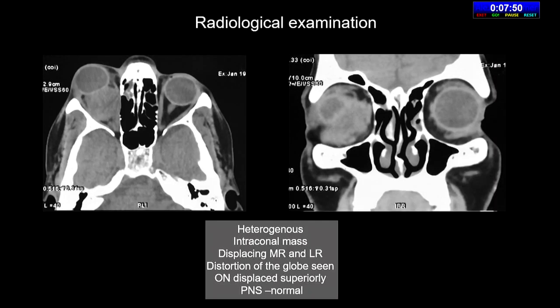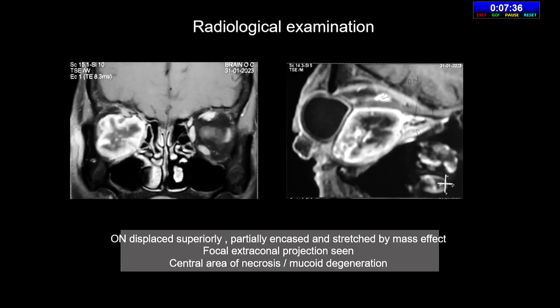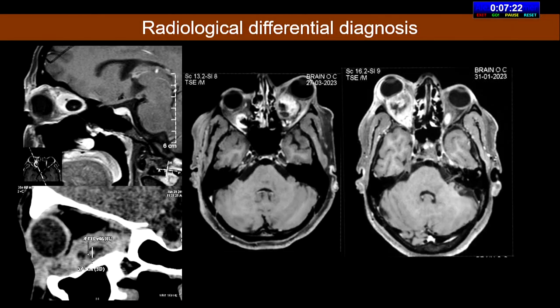CT scan showed a heterogeneous intraconal mass, and the MRI that we did also corroborated the finding. It was a well-defined mass lesion, intraconal, heterogeneous, and hyperintense. As you can see, there's a peripheral solid enhancing component, and the extent is from the orbit to the orbital apex. Our specialist has actually marked the optic nerve, which seems to be displaced. And there is definitely a very gross central area of necrosis or mucoid degeneration that we can see here. This slide I've put up just when we see the radiology, what all can we think about? I have a schwannoma here, a neurocysticercosis, and VLM, or a very aggressive malignancy that we can think about.